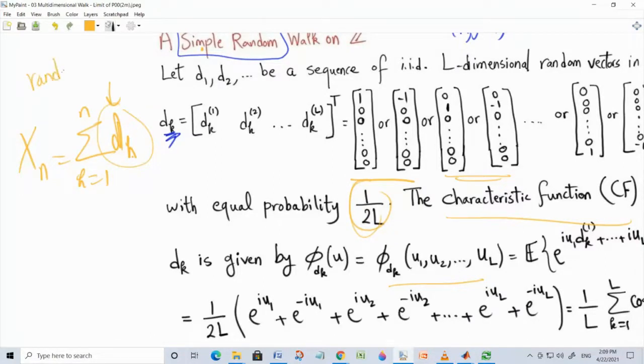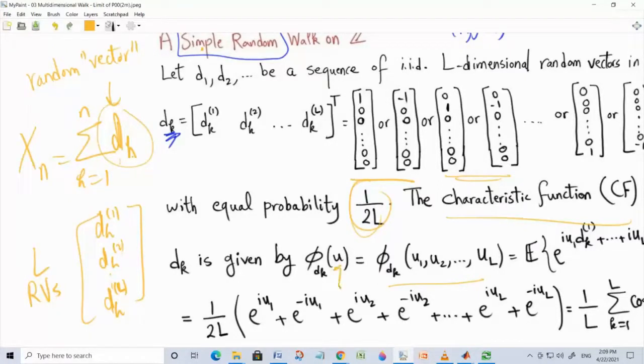So it is a random vector, and it is basically composed of L random variables, which are dk of 1, dk of 2, and so on. To compute the characteristic function of a random vector, you have a function that depends on, so you have here how many random variables, L random variables.